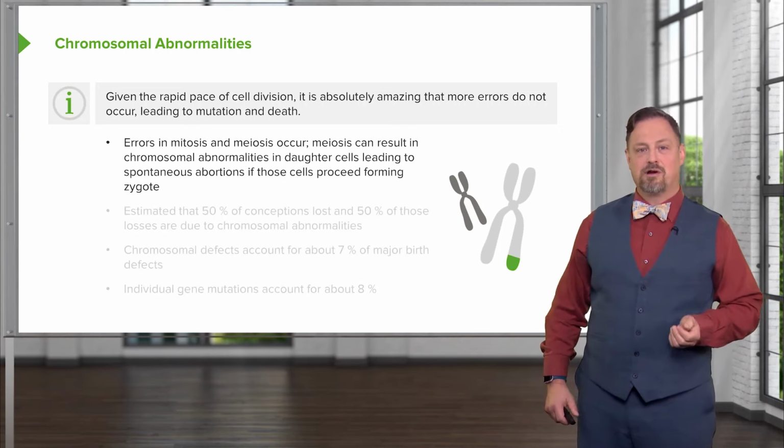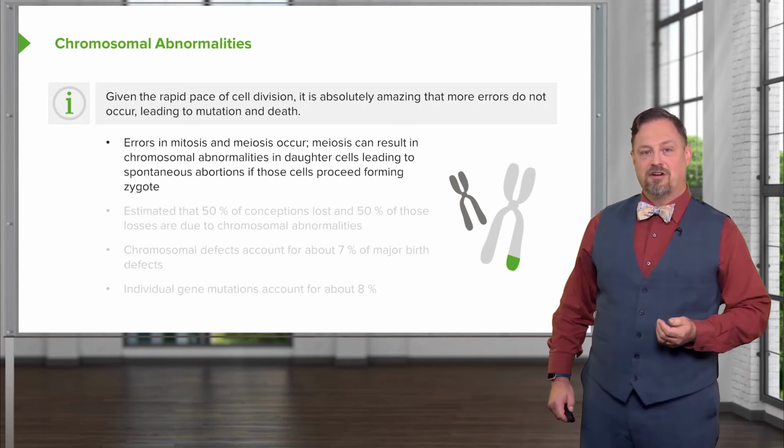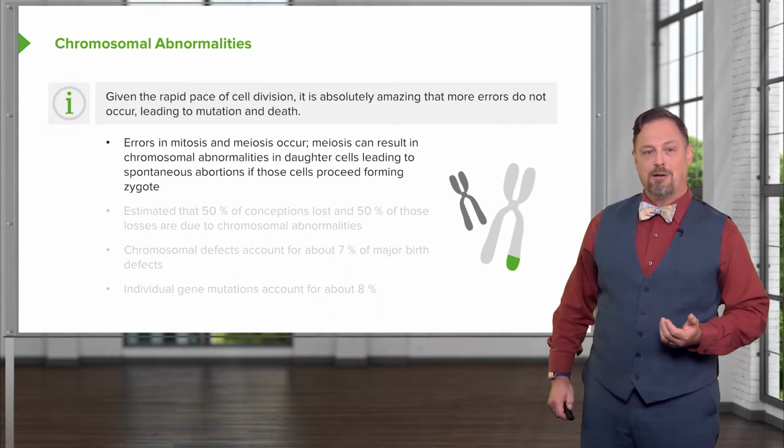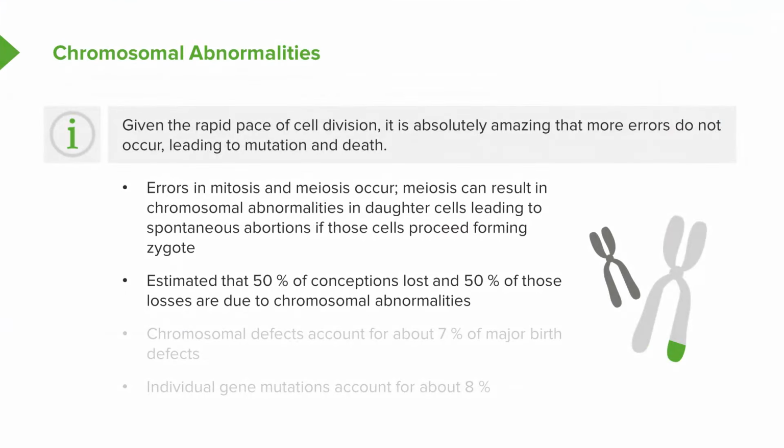However, errors do occur. And meiosis can cause chromosomal abnormalities in the daughter cells that are then used to produce new life, and that can lead to various problems. It's estimated that around 50% of all conceptions are lost, and 50% of those losses, so 25% overall, are lost due to chromosomal abnormalities in the germ cells. Chromosomal defects of some sort account for roughly 7% of all major birth deficits, with 8% being accounted for by the mutations of individual genes within those chromosomes.